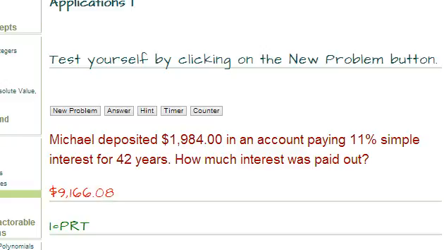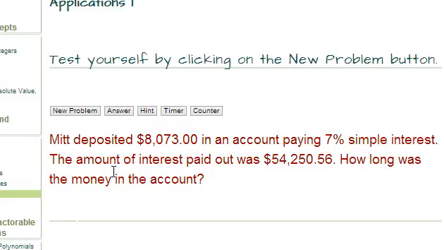Alright, let's look at another one quickly. Okay, sorry, I had switched problems there. Okay, we've got Mitt deposited $8,073 in an account paying 7% simple interest. The amount of interest paid out was $54,250.56. How long was the money in the account?